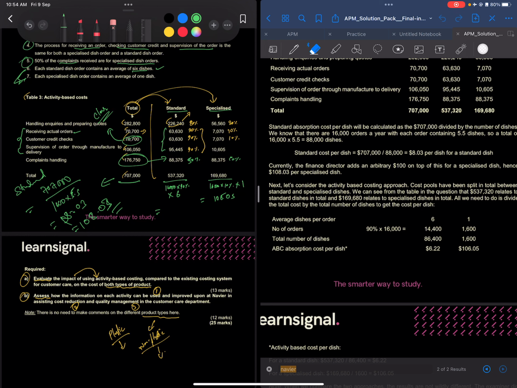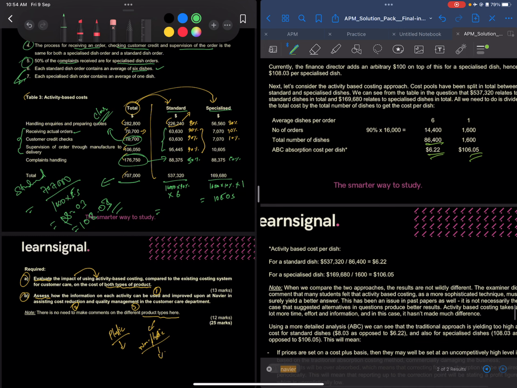Let's just do 14,400 times 6, which is 86,400, as you can see here. And if you divide the total cost, 537,320, by 86,400, it will give you 6.22, right?